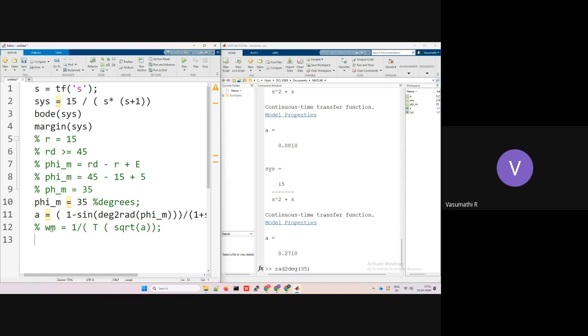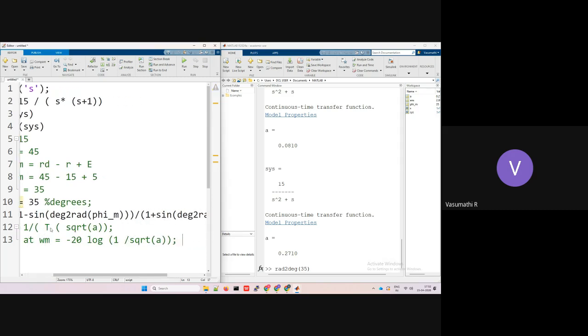This is a little crucial step. I'm thinking how I can explain it without confusing. Your omega m is equal to minus 20 log of 1 divided by sqrt of alpha. This is a formula, but actually it's not omega m, because we have to find the corresponding frequency at this value. So I can call this the gain at omega m.